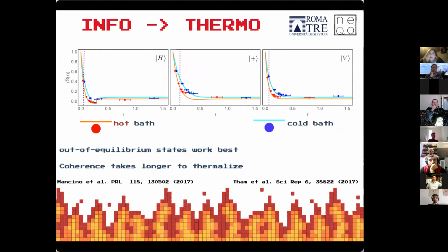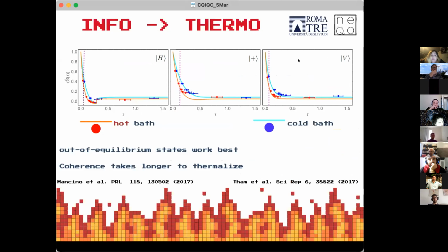So these are the results we obtained. You can see here H, plus and V are the states in which the probe is prepared before the interaction. This is the excited state, this is the ground state, and this is a coherent mixture of the two. And these results are as a function of the interaction time T between the probe and the bath. As you can see, in all cases, the two temperatures, so you have the hot and cold bath, are discriminated better for finite times, so before the probe reaches thermalization. And another thing that you can notice is that the time the state with coherence takes to thermalize is longer than for the states where you have just the populations there.